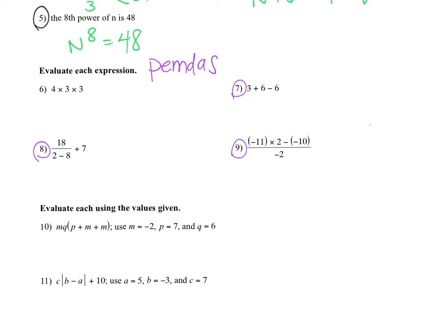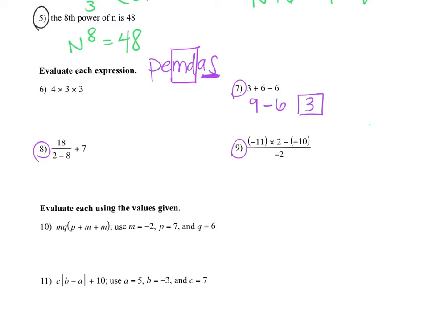So 7, we know that addition and subtraction kind of go together, and multiplication and division also go together, and we're going to do it from left to right. So in this case, I'm adding first. So 3 plus 6 is 9. 9 minus 6 is 3.